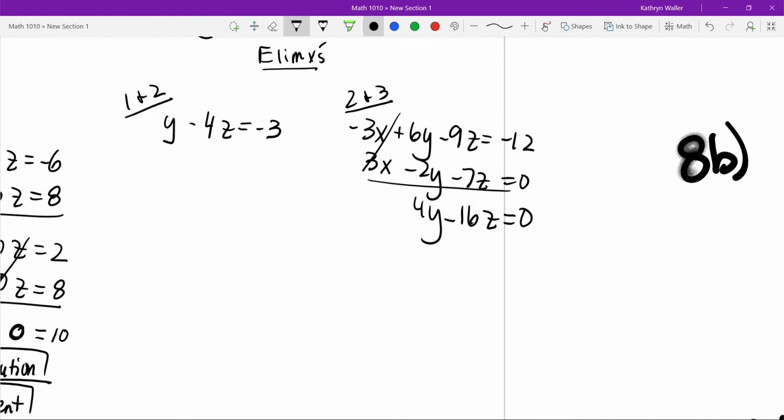Now, I'm going to go down to my clap step, so I'm going to multiply this by a negative 4, and that will get rid of my y. So I could either get rid of the y's or get rid of the z's. I chose the y's. If I distribute the negative 4, I get negative 4y plus 16z is equal to 12.